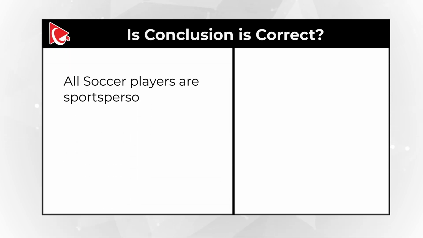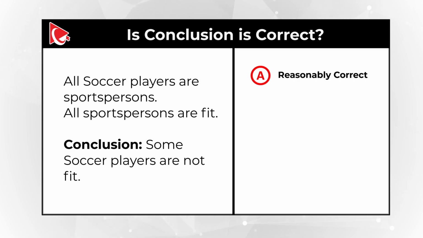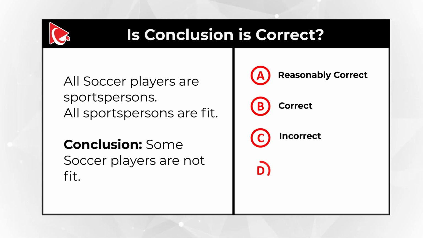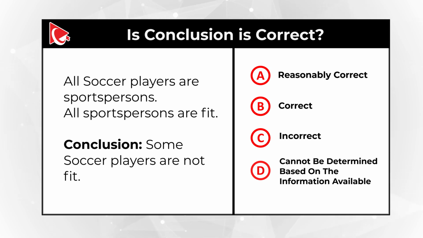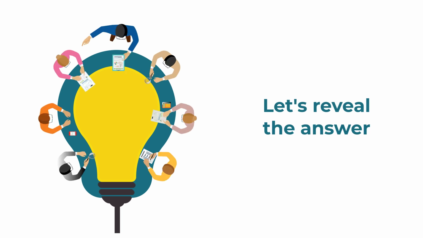You have 4 different choices to determine if the conclusion is accurate. Choice A, it's reasonably correct. Choice B, it is correct. Choice C, it's incorrect. And choice D, cannot be determined based on the information available. Do you think you know the answer? Give yourself a little bit of time. Maybe pause this video and take another look at the statements and at the question itself. Ready or not, I am going to move forward and reveal the solution.